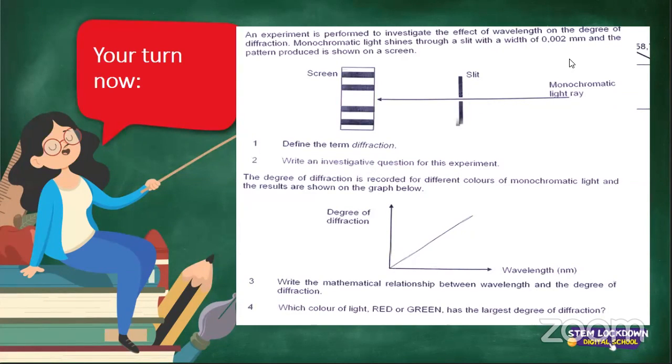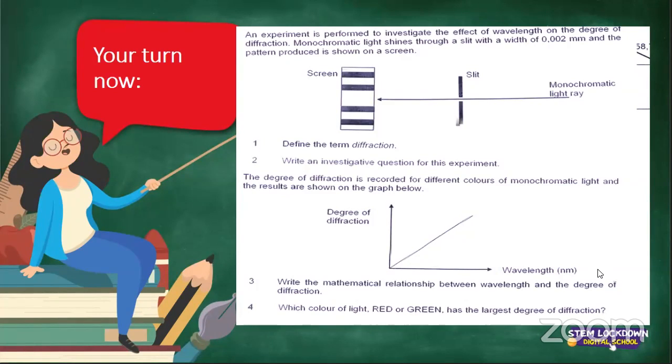Now, the other question is that the degree of diffraction is recorded for different colors of monochromatic light, and the results are shown on the graph below. On the y-axis is the degree of diffraction, and on the x-axis is the wavelength. Now write down the mathematical relationship between wavelength and degree of diffraction. So the wavelength is directly proportional to the degree of diffraction.